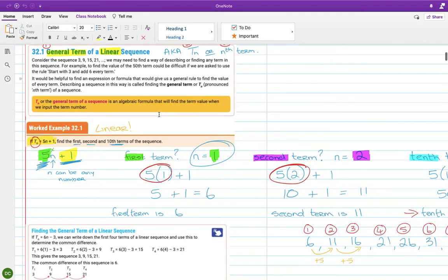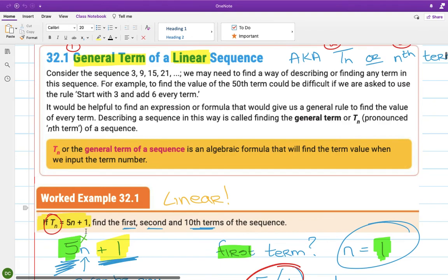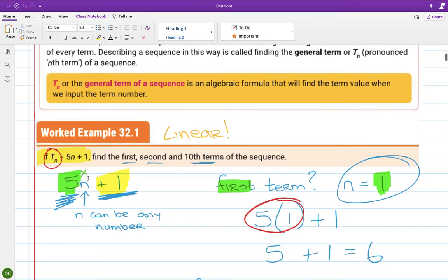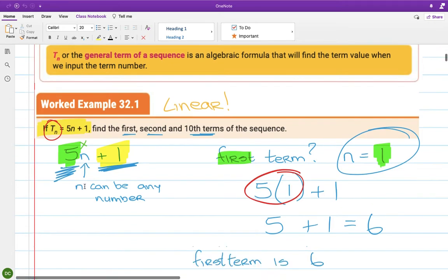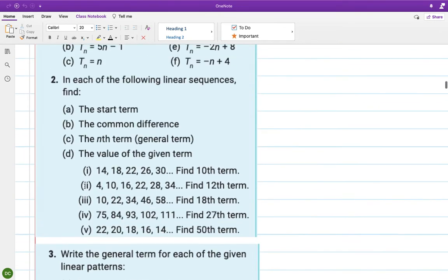You will be given the general term, and it's a little formula, just like this. Then if you're asked for the first term, because n can be any number, you turn n into a 1, or you replace n with a 1. If you're asked for the 50th term, you replace n with a 50. And then you just do the operation.